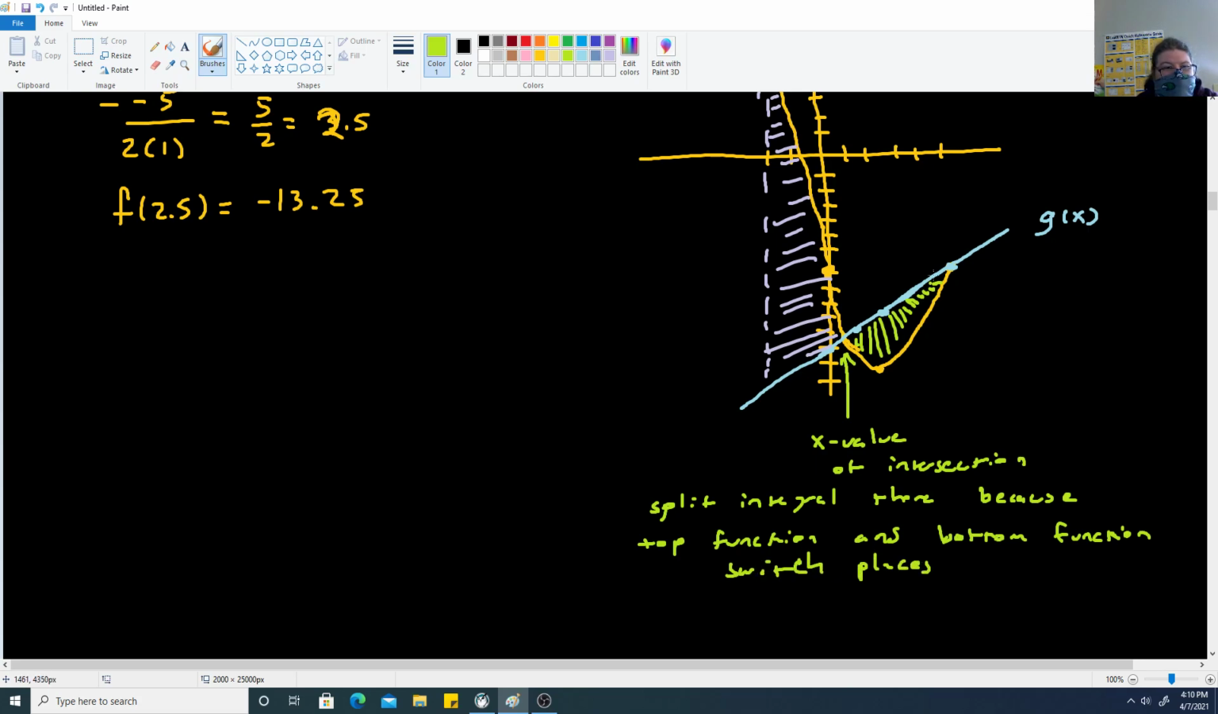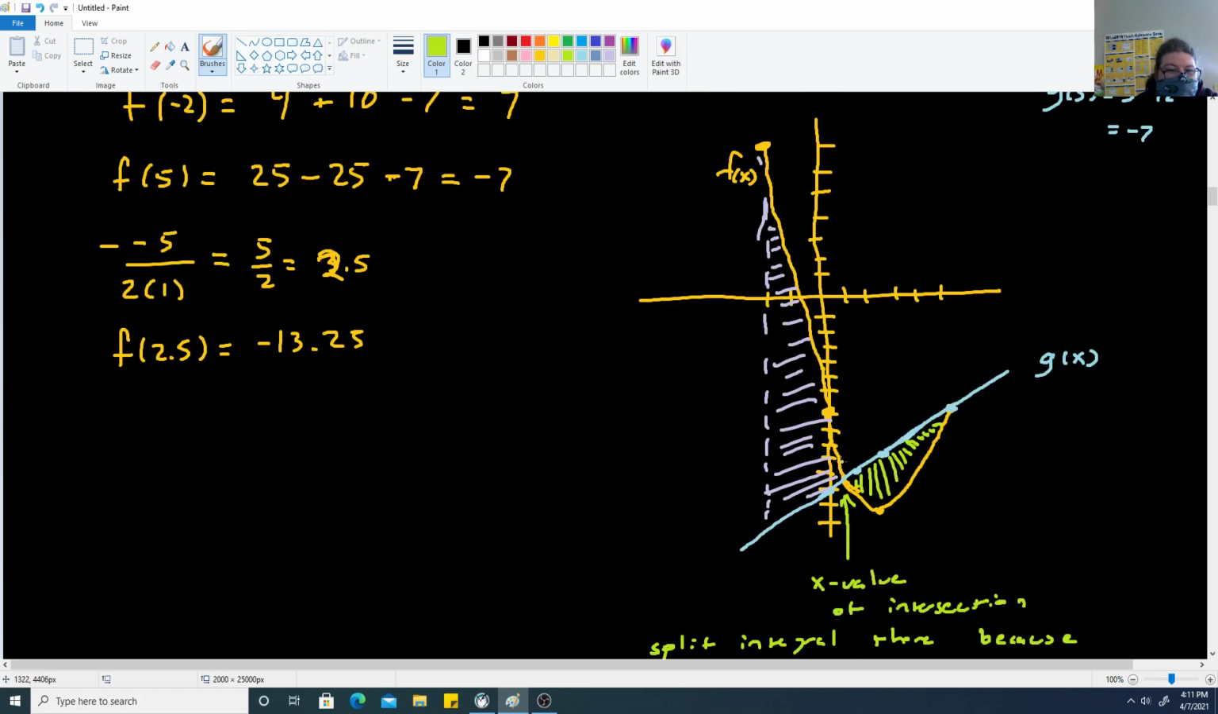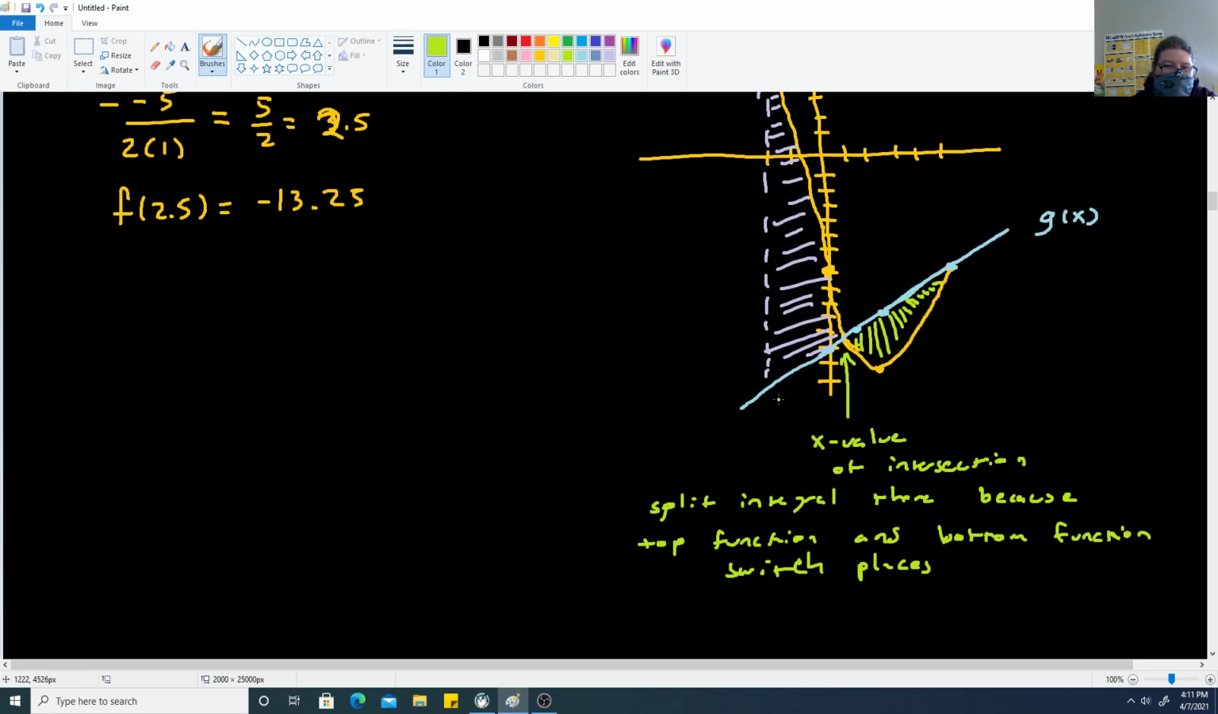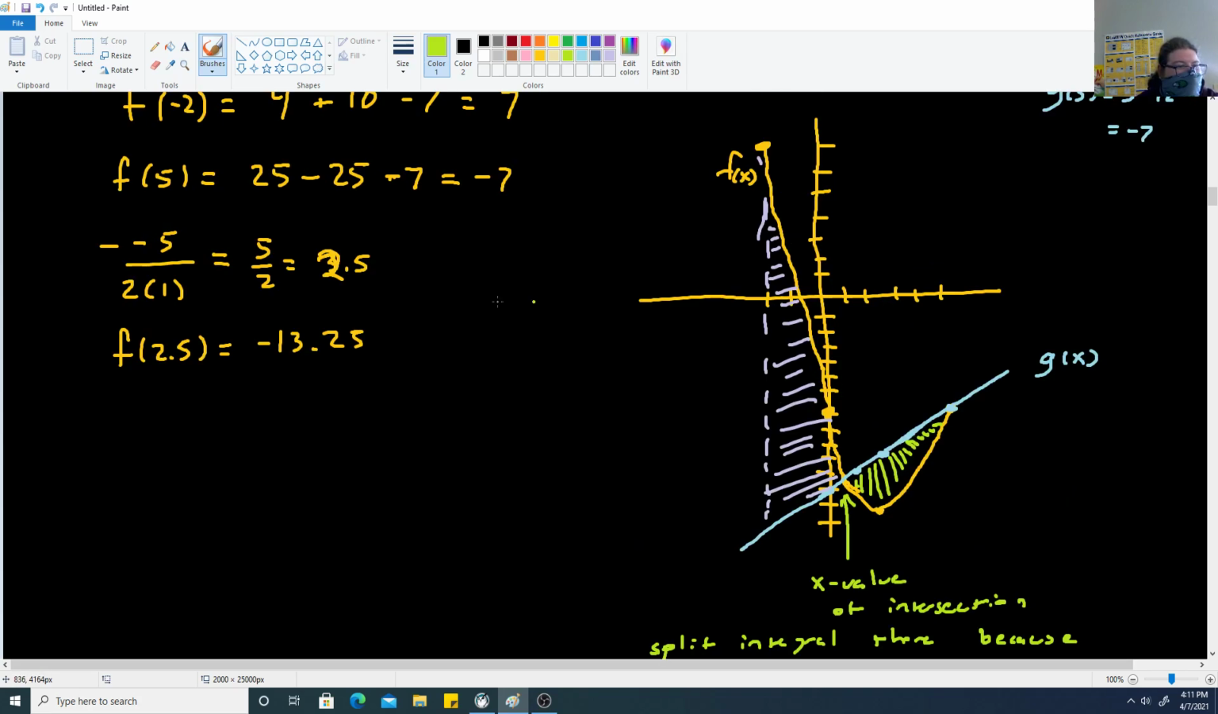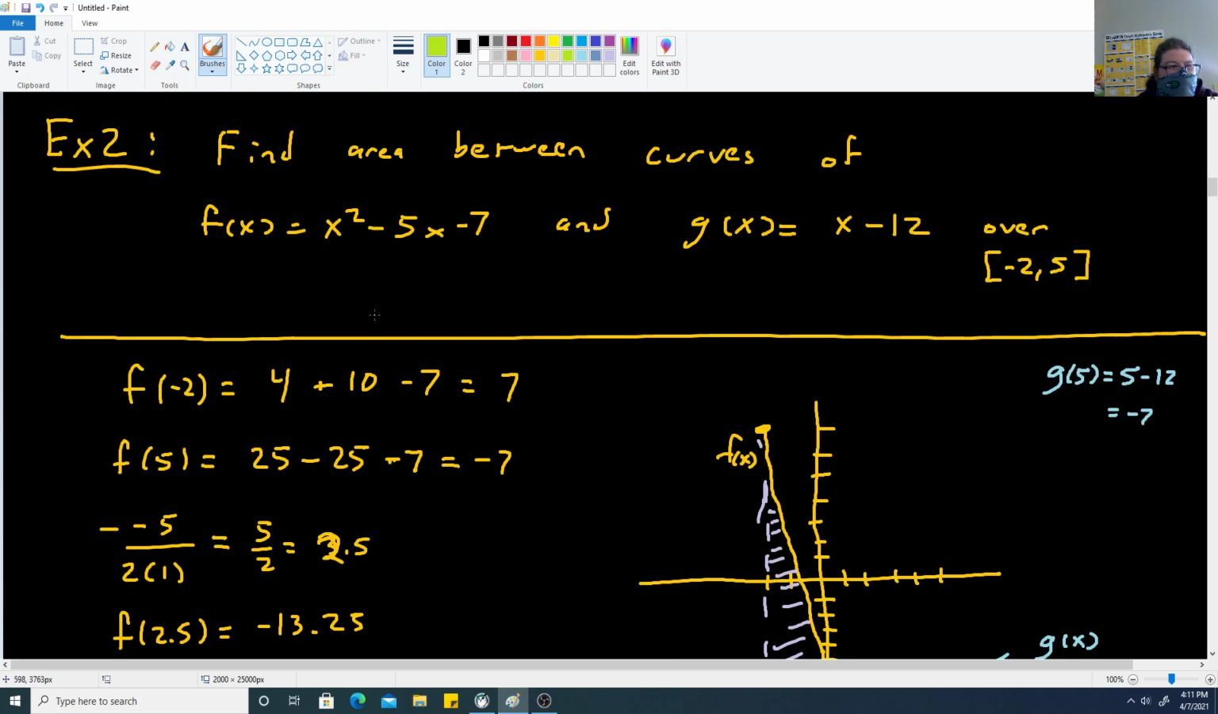So basically, up until we get to whatever this x value is that we're going to calculate in a second, f of x is the top function, g of x is the bottom function. Then they flip over at whatever this point is, and then g of x is the top function, and f of x is the bottom function. So to figure out the x value of the intersection, we're just going to set these two expressions equal to each other.